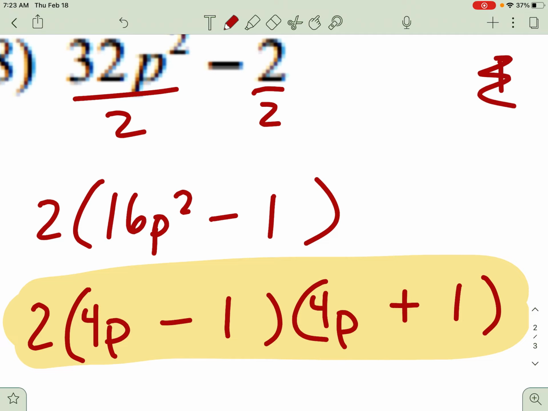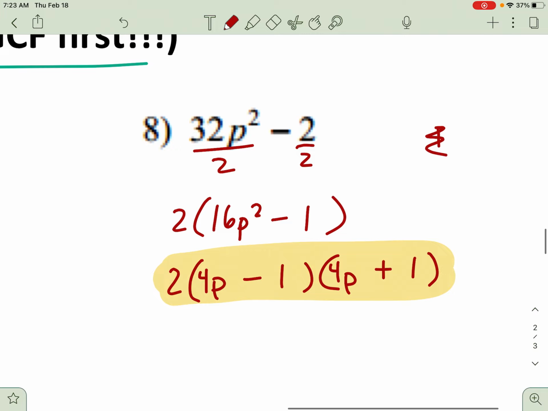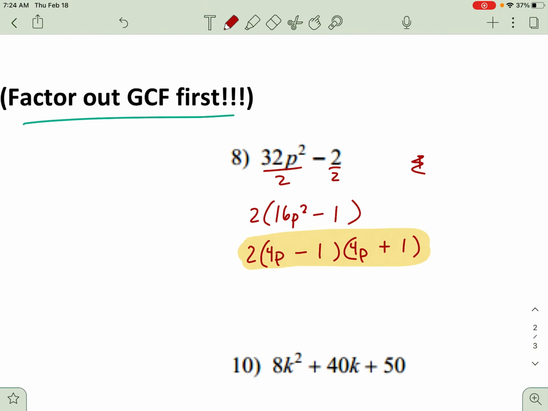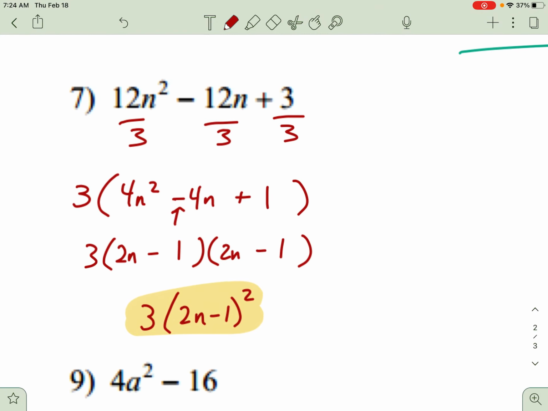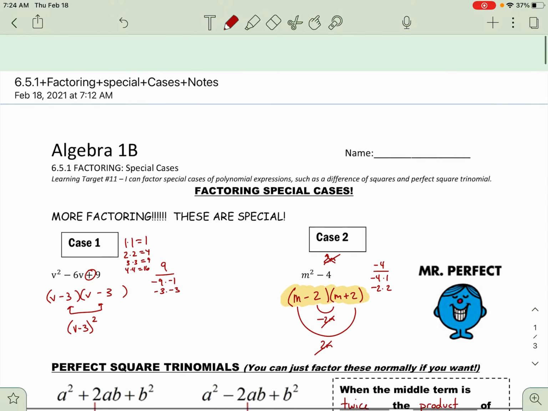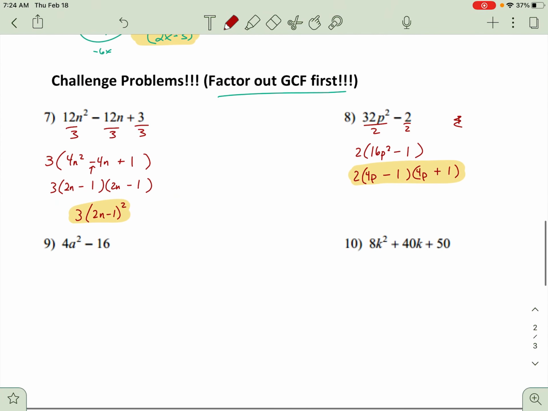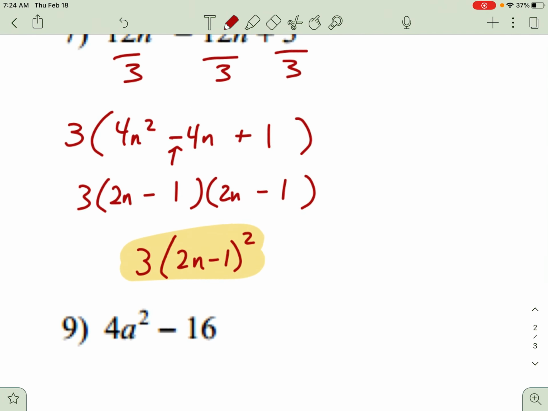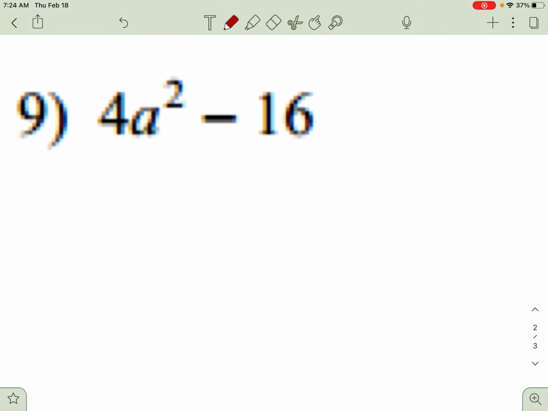Okay, so again, notice how quickly we can do this. We don't have to do the guess and check and pull it off to the side and all that. You don't have to do any of that stuff if you just recognize that this is a difference of squares. This one, if you go back up, you'll see it's called a perfect square trinomial. Okay, for number 7. All right, number 9, difference of squares.